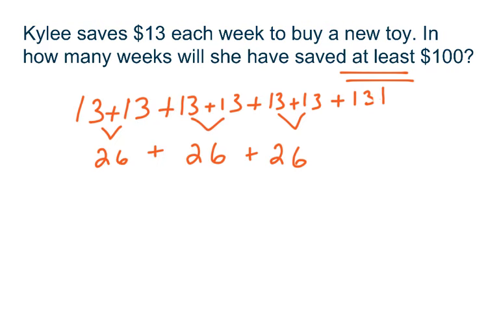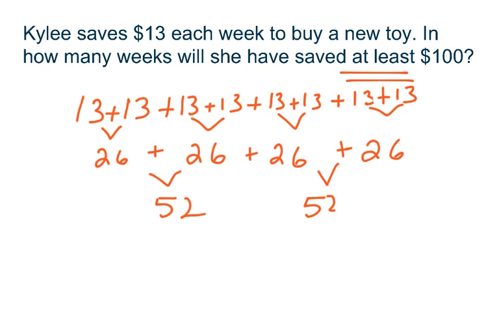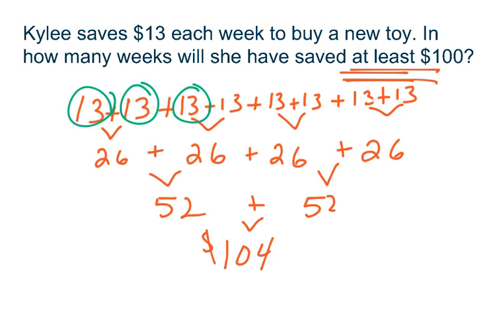So I need to add another 13. If I add another 13, that'd give me another 26. Now I'm going to add all of these together. This gave me 52. This gave me 52. And then I add these together and I have 104, which is right around what I need, because I need to save at least $100. Now for me to figure out how many weeks that is, I'm going to add all of these up. 1, 2, 3, 4, 5, 6, 7, 8 weeks.